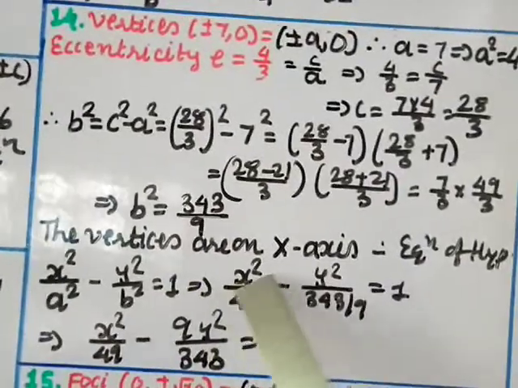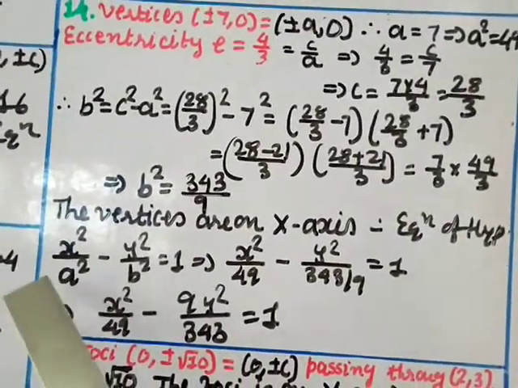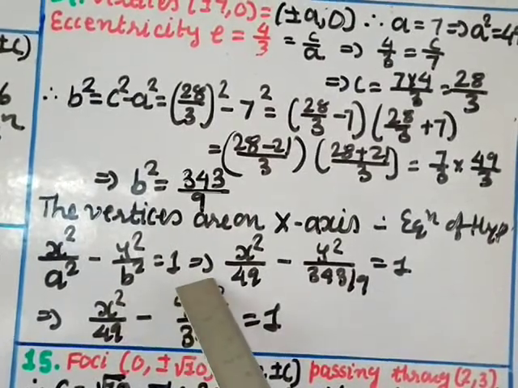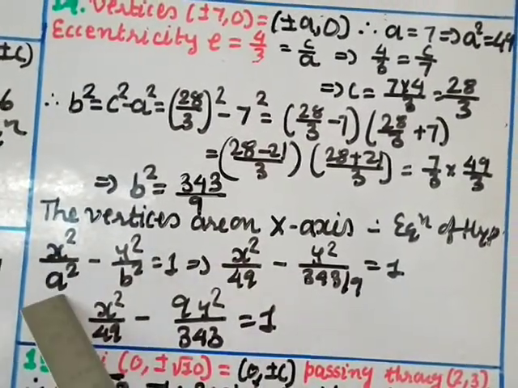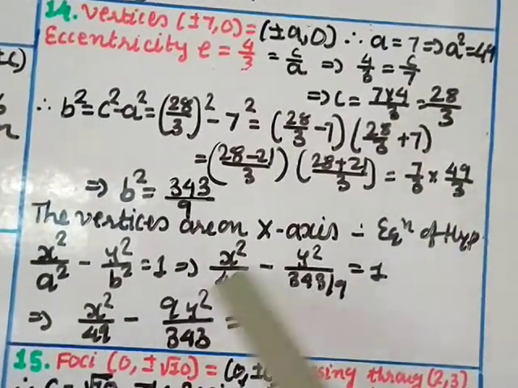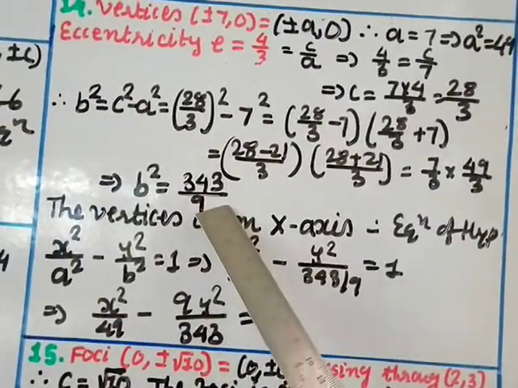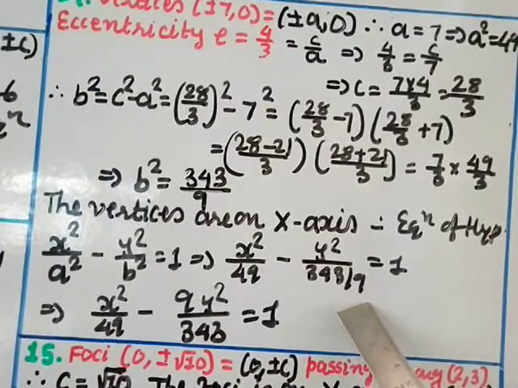The vertices are on the x-axis, therefore equation of hyperbola is x square by a square minus y square by b square equal to 1, implies x square by a square value is 49, so put 49, minus y square by b square, so b square value, this you found 343 by 9, equal to 1.